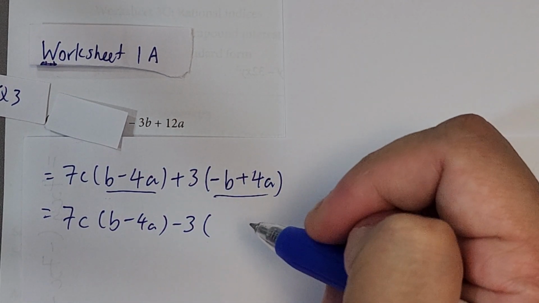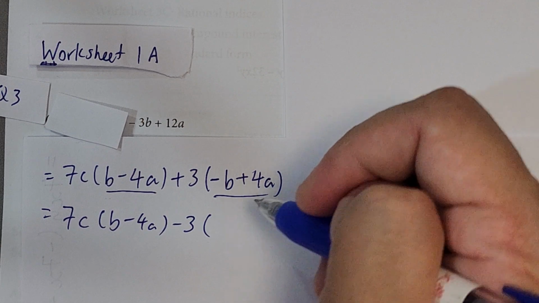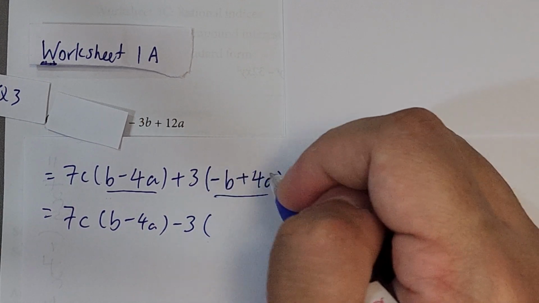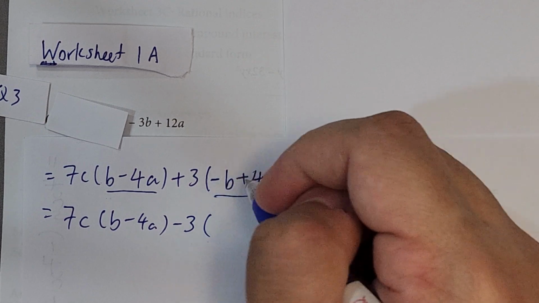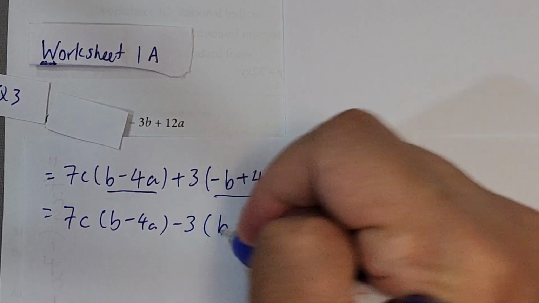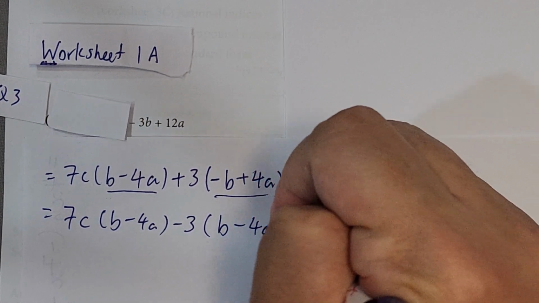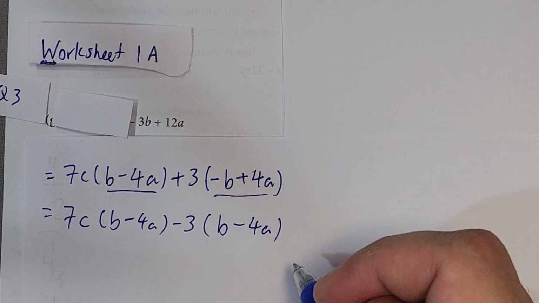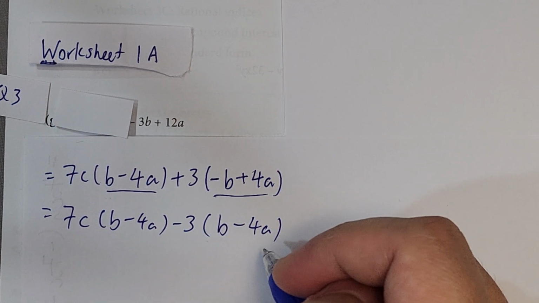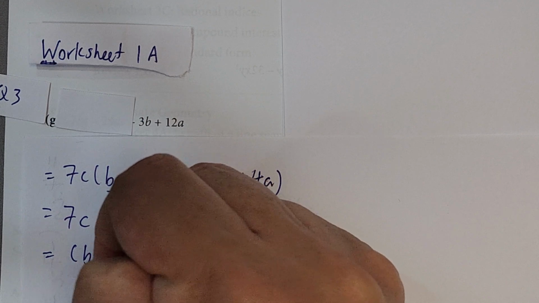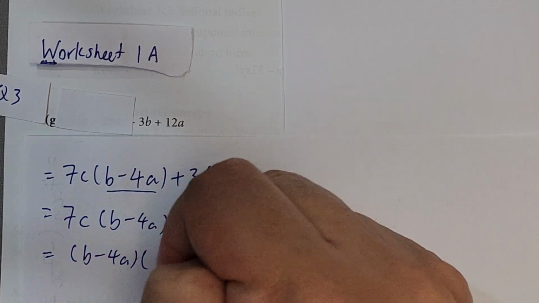This process is actually factorizing out negative 1. What happens when I do that? All the positive and negative signs invert. A negative B becomes a positive B, and a positive 4A becomes a negative 4A. Over here you observe that the 2 brackets are now exactly identical. I can then proceed to my final step to get the answer.